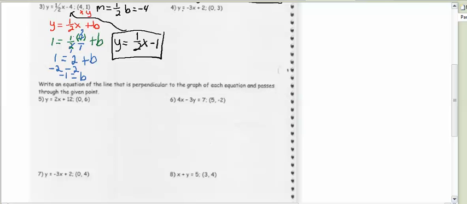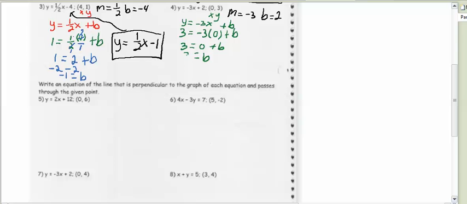Do we know what our slope is? Is it in slope-intercept form? It is. My slope is -3. My b is 2. Go through, substitute your x and your y. So now I have 3 is equal to -3 times 0 plus b. Oh, I forgot to put this step in here. Sorry about that. Okay, and now I'm going to say 3 is equal to -3 times 0, which is 0, plus b. My b is equal to 3.